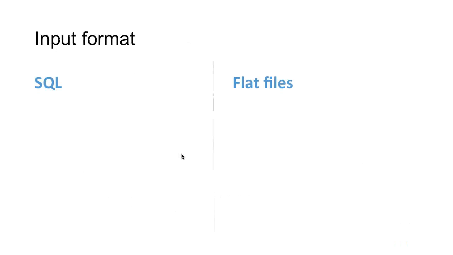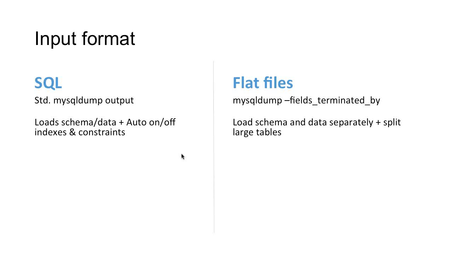So what are the input formats that we can use with the import utility? With the standard MySQL dump output, you can do a load of schema, data, autocommit on or off, and indexes and constraints. The other way is using mysqldump with the flag fields-terminated-by, using tab or comma or whatever special character you want. Then you load the schema and data separately, so that you load the schema from your schema scripts and then load the data separately. This also allows you to split your large tables out.